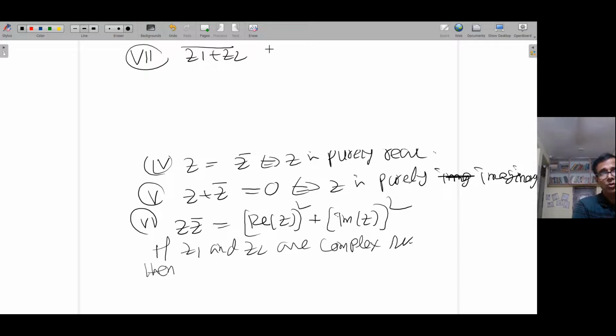z1 plus z2, whole conjugate, is z1 conjugate plus z2 conjugate.